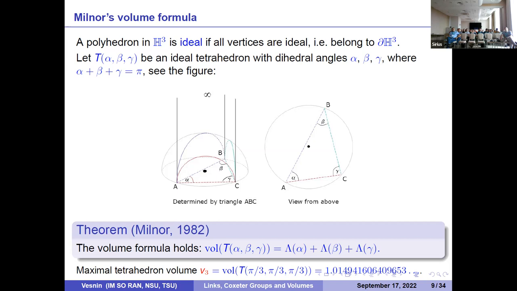It can be proven that you get the maximal volume in a very simple way. It depends on three angles alpha, beta, and gamma, but their sum equals pi. So you just use some standard method to find the extremum of the function with these variables, kind of like the Lagrangian method. You find that you get the maximal volume when all angles are pi over three, and the value equals 1.01 and so on. We know it up to 15 digits, and let's use the approximation. Let's call this constant V3. This is just some number, and we'll use it later.